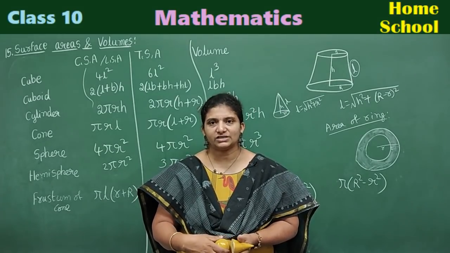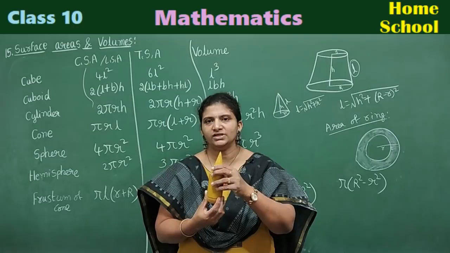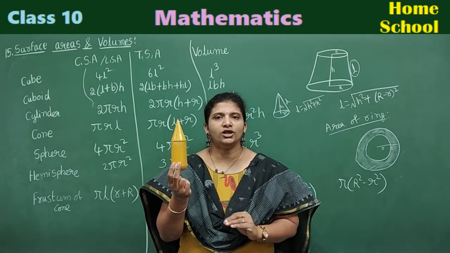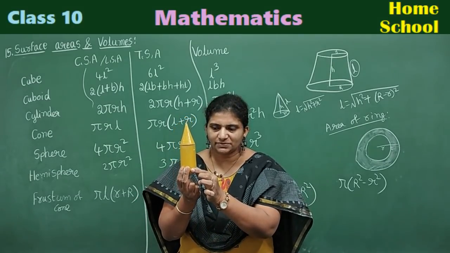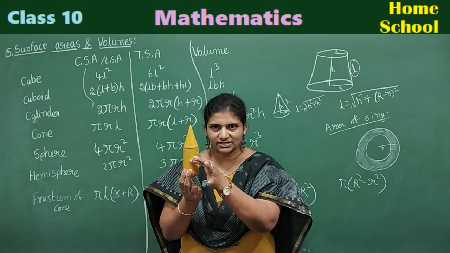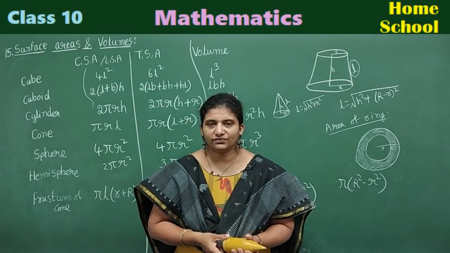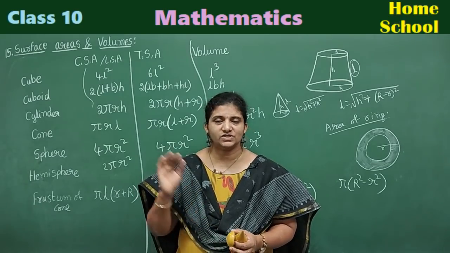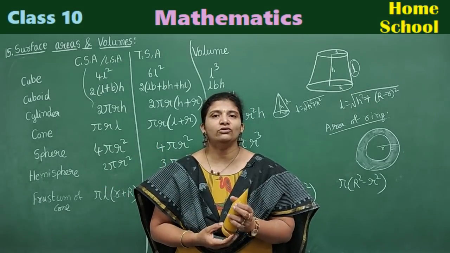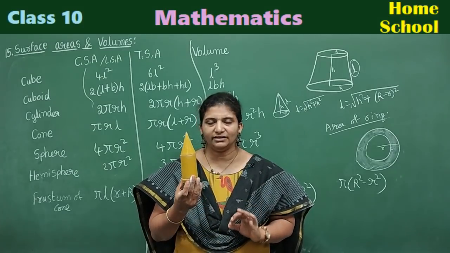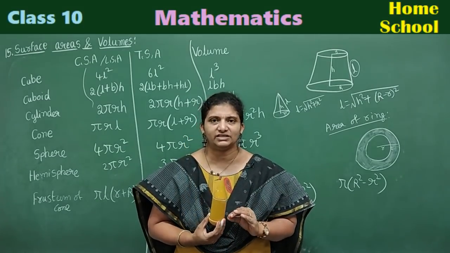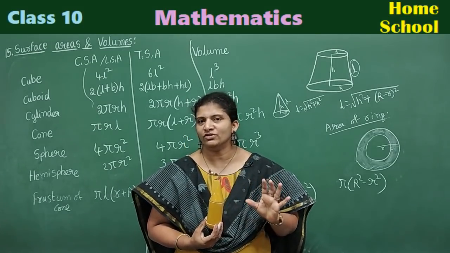Suppose they ask you the volume of this solid: volume of the hemisphere plus volume of the cylinder plus volume of the cone. Don't be confused. Understand the solids carefully. Try to imagine this in your mind. If you are able to imagine these solids, you can frame any type of formula.